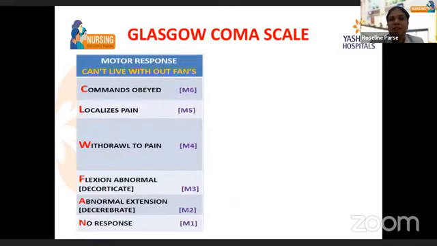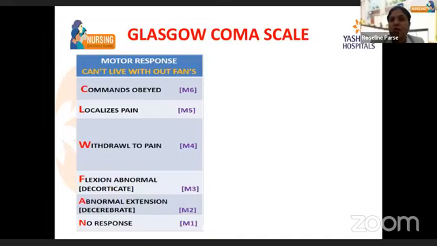The third aspect is motor response. The mnemonic we can remember is "can't live without fans." The first is commands obeyed. You give him a command to move the hand, to move the leg, to nod the head. If they're following the commands, then it is M6.